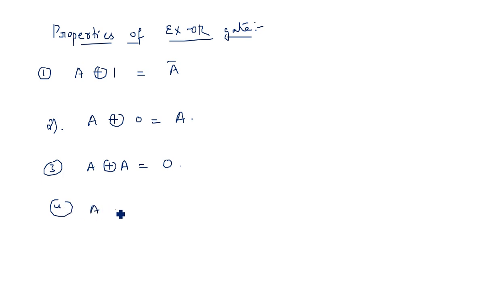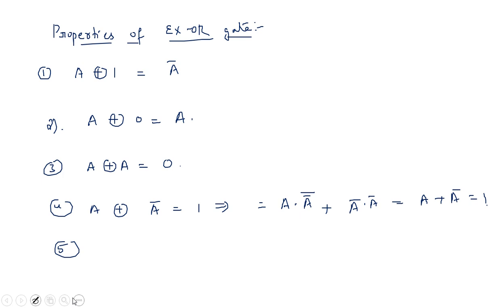Next one: A XOR A bar is 1. Let us see the proof also, how we have got this one. A XOR A bar is equal to A dot A bar bar plus A bar into A bar, which is equal to A plus A bar, which is equal to 1.